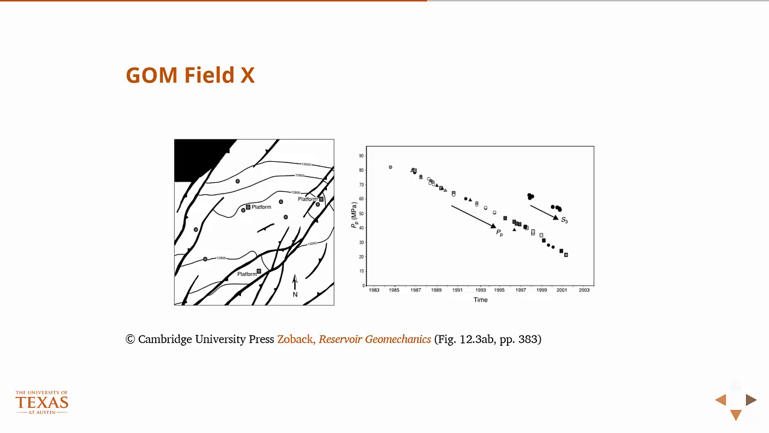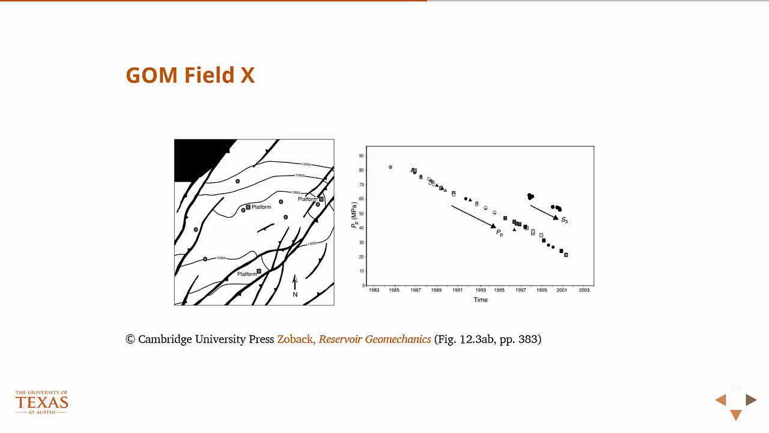And this is the depletion curve, the time history, from the mid-80s until 2001. First of all, you can see a significant amount of depletion. From 80 megapascal when it was brought into production till 2001, it was down below 20. So something like a 60 megapascal change.